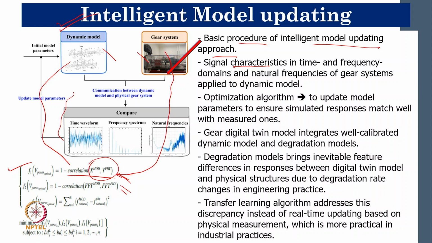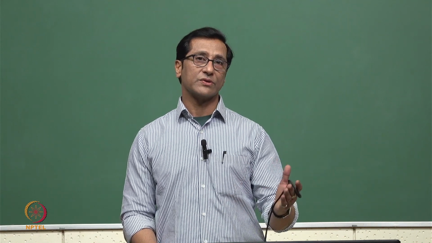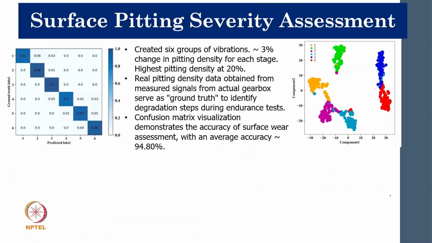As I say, vibration measurement is happening. In this case, signal characteristics in the time domain, frequency domain, and natural frequency. So they were matching three things: time data, frequency data, and natural frequency data. If they match between the physical system and the dynamic system, then there is no problem; otherwise the model needs to be updated using the optimization algorithm. And then they also found some discrepancies in the degradation model and what it was predicting, so they try to update that model and get the right results.